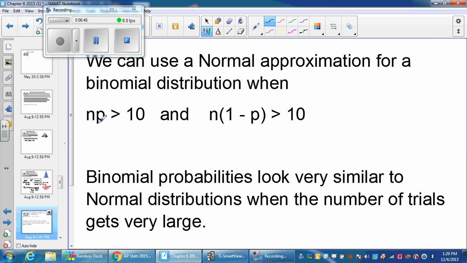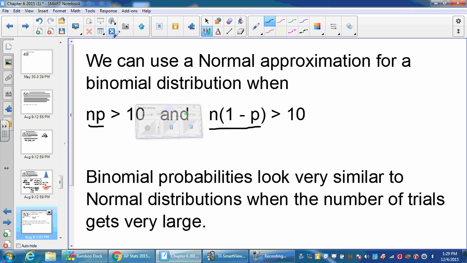Now remember, we can only use our normal distribution when we have these values, and we have to check them. We can't just say, yes, it works. We have to actually plug in the numbers for n and p and see that this is true. Because the binomial only looks like a normal when the n, the number of trials, gets very, very large.